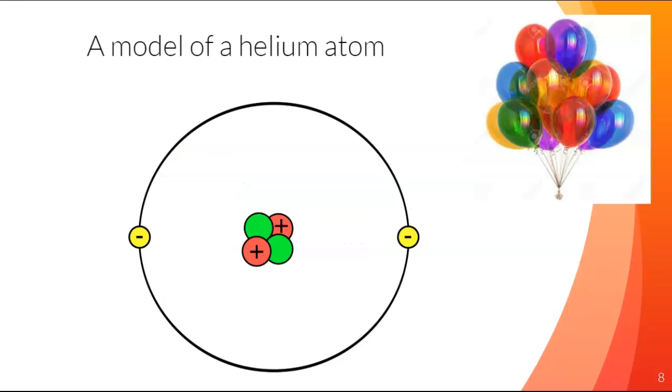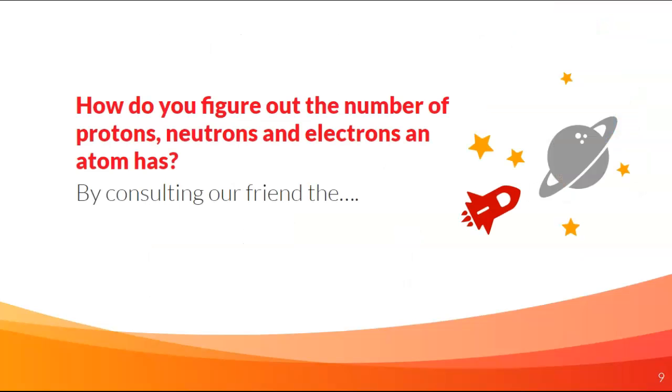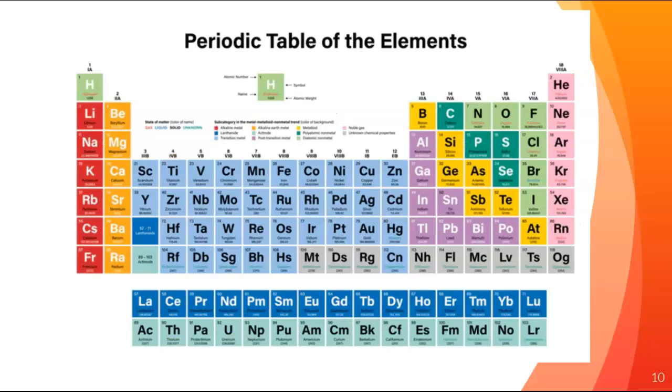Going back to helium here, I told you that this is what it is, but how did I know that this is helium? How do I know there's 2 electrons and 2 protons and 2 neutrons? Is there a way to figure it out? Of course there's a way to figure it out. I'm so glad you asked. We're going to be using a tool that is going to be your best friend in chemistry. The tool is the periodic table of the elements.